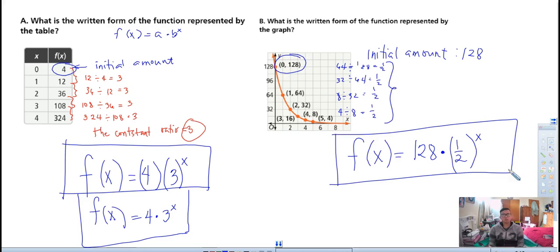All right, so there you go, guys. If you have any question about exponential function, this is only an introduction. We'll go deeper in understanding, graphing and analyzing graphs, and writing an equation based on a table and based on a graph of an exponential function. We'll see you in the next video, guys.